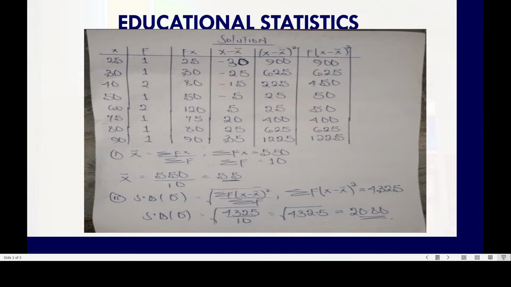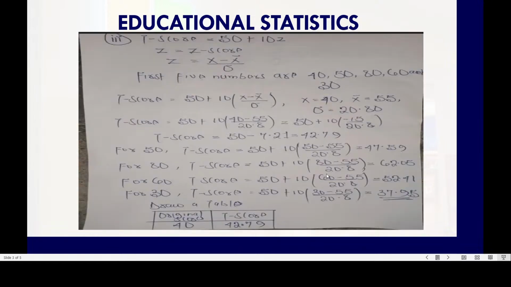Please display the next column. The next question is Roman figure 3. Question 3 says we should transform the first 5 scores to t-scores. Now, you cannot find the t-score without your z-score. No z-score, no t-score. The t-score is a product of the z-score.